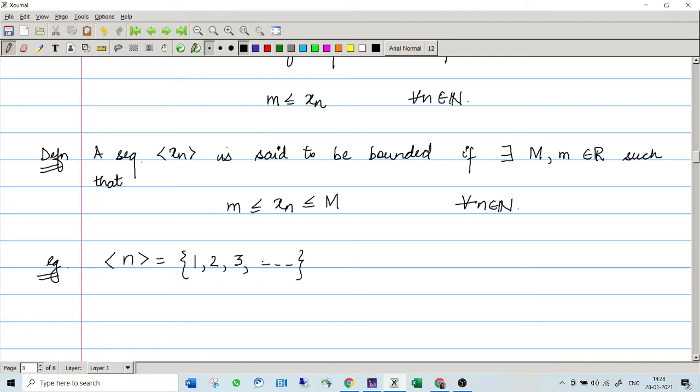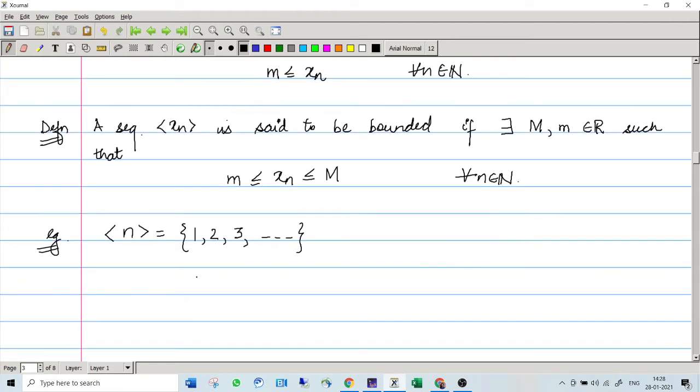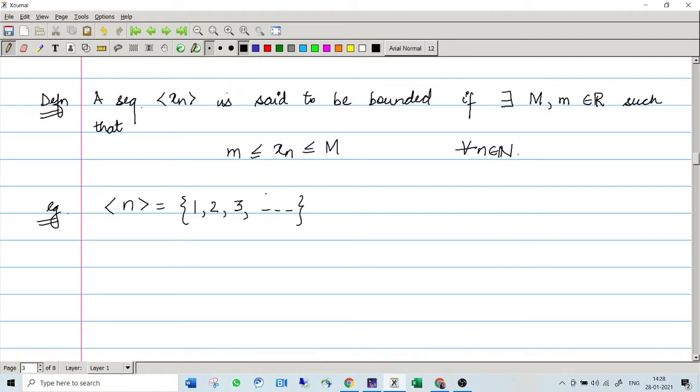Can you find the upper bound and the lower bound to this sequence? It means you're trying to find one number such that every term of the sequence is greater than that, and another number such that every term of the sequence is less than that. So what would be the lower bound of this sequence?